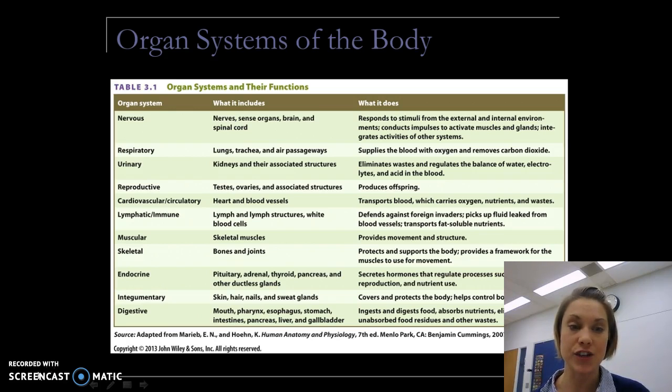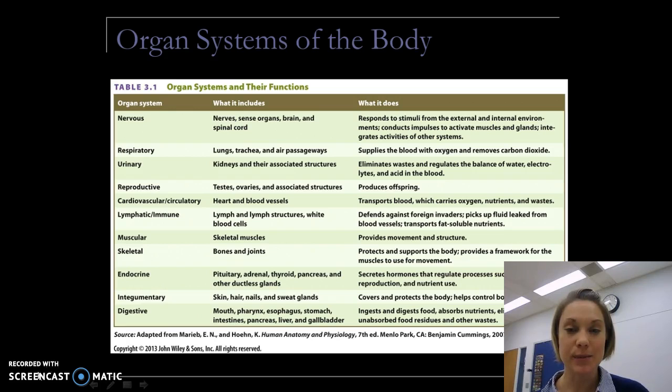These are our major spots where ATP is produced, and they're going to provide movement and structure. Our skeletal system is made of bones and joints, and we need to make sure we're taking in enough minerals in order to support our skeletal system, such as calcium and magnesium and phosphorus.